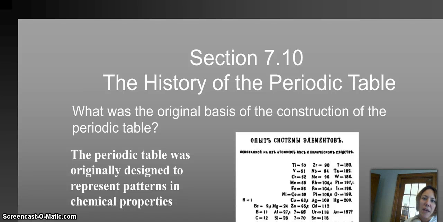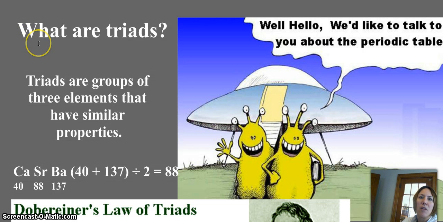Hi everybody, welcome back. This video we're going to cover sections 7.10 and 7.11, and we're going to be talking about the history of the periodic table. And why was the periodic table put together in the way that it was? Originally, as you can see, the periodic table was designed to represent patterns in chemical properties. So we wanted there to be some kind of pattern in repeating properties of elements.